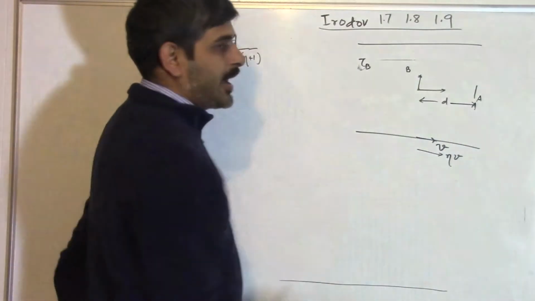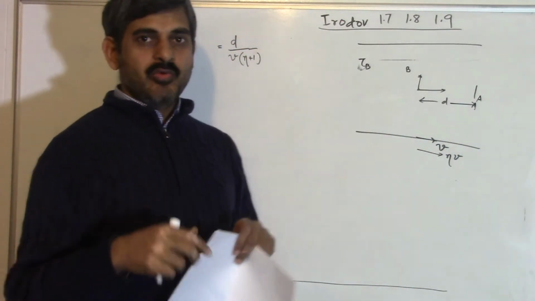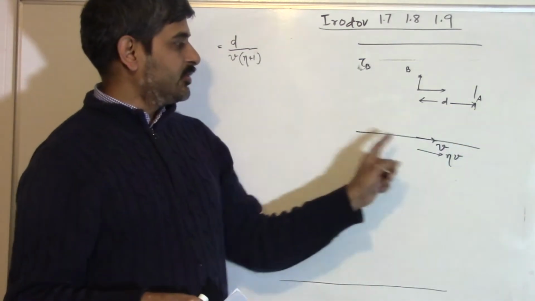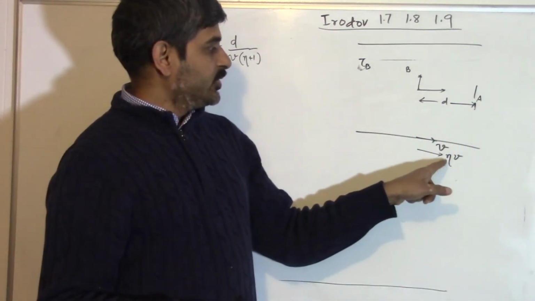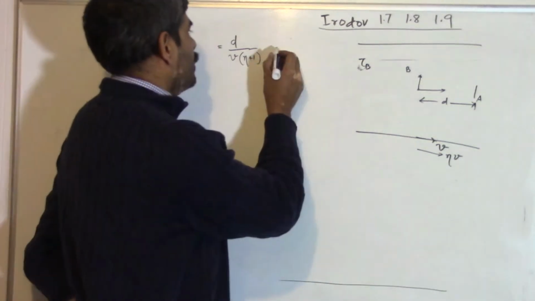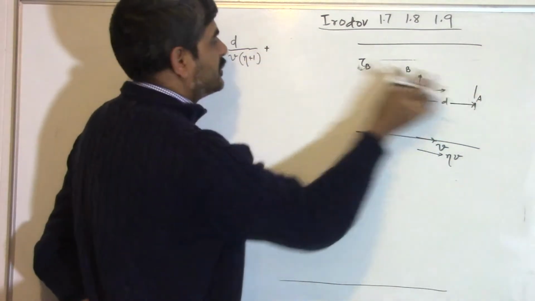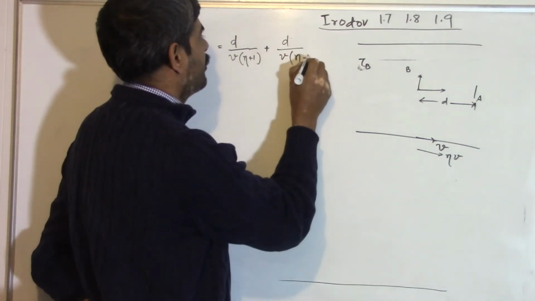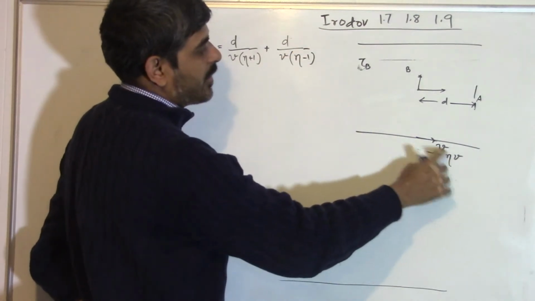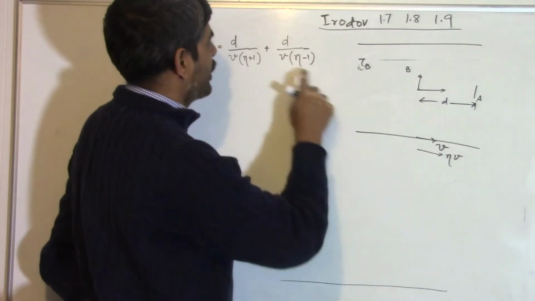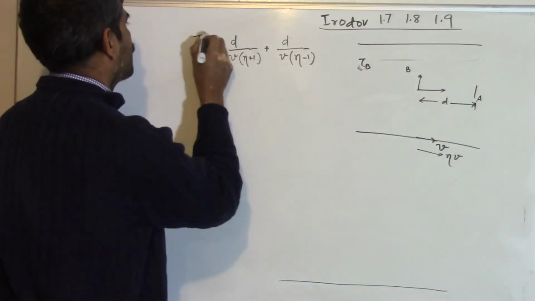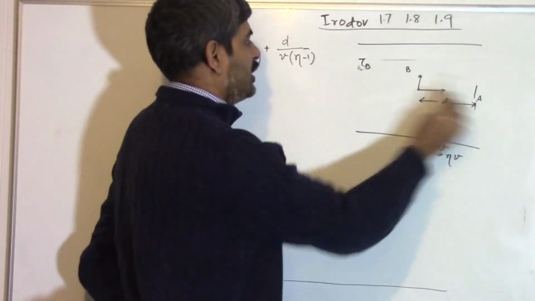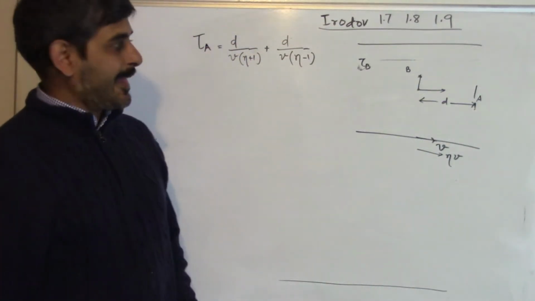And then when he comes back, he has to move against the river velocity. So the net effective velocity for the boat will be ηv minus v. And then the time taken will be this distance d divided by this effective velocity, which is v(η − 1). ηv minus v, I am directly writing as (η − 1) into v. That is τA, the time taken by this boat A in going and coming back.